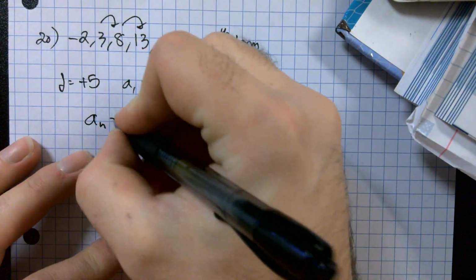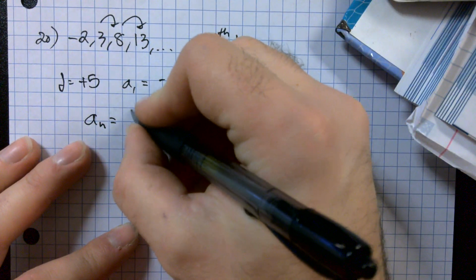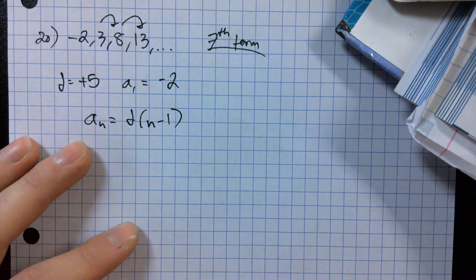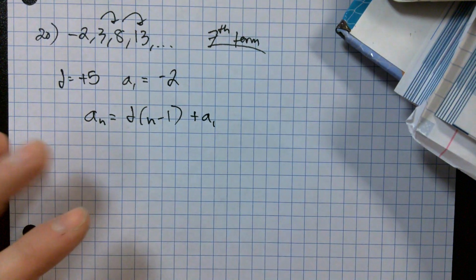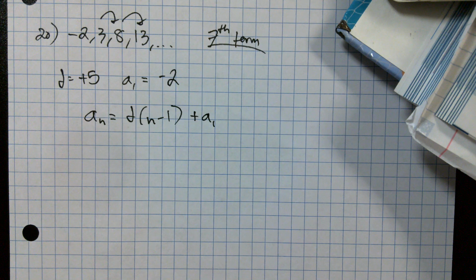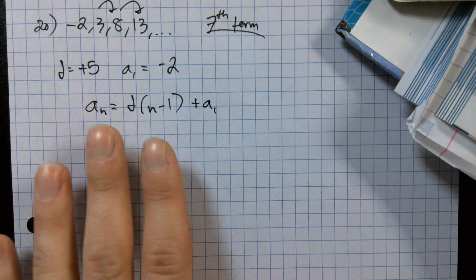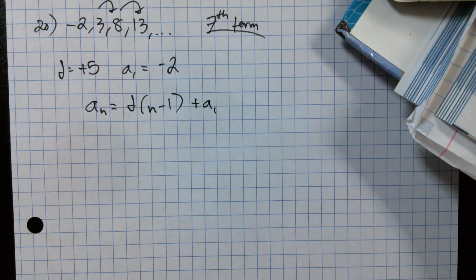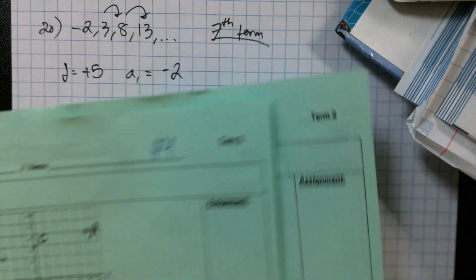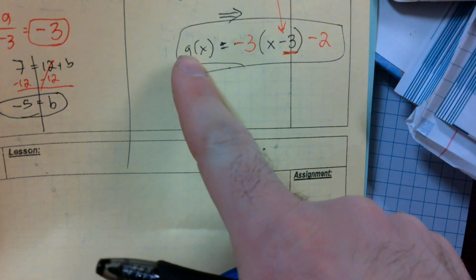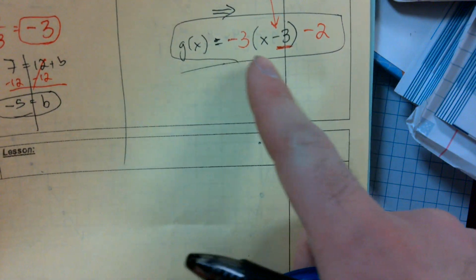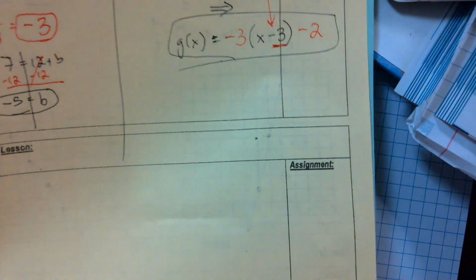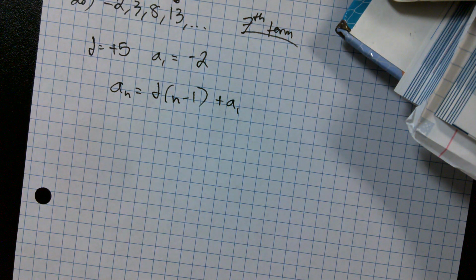So I take my formula, a sub n is equal to d times n minus 1 plus a sub 1. Hopefully you notice this is just like slope-intercept form, but it's also like what we just saw on the warm-up, right? When we did all the different stuff to our equation, it ended up looking like a sub n equals d times n minus 1 plus a sub 1. It's the same form. Hopefully you guys are seeing those patterns.